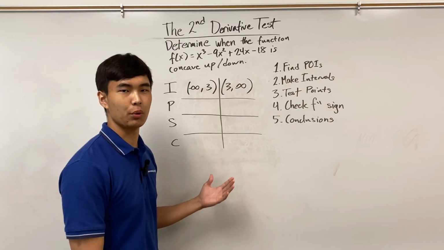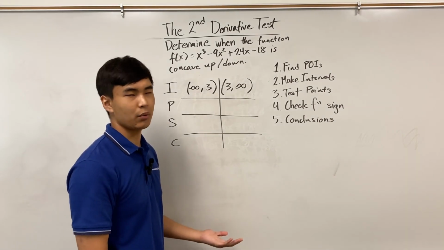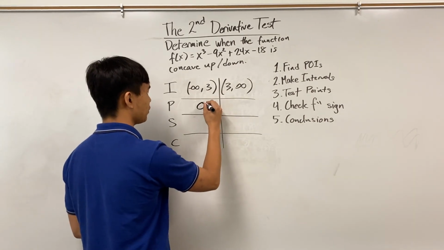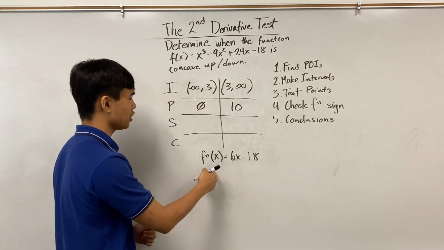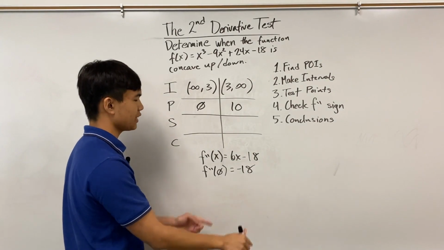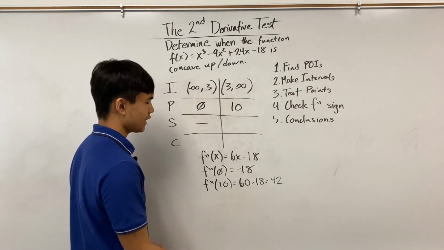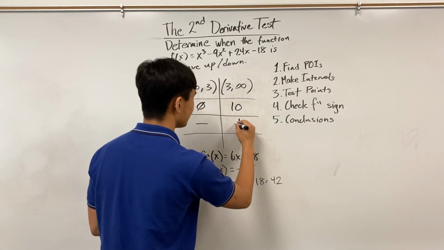Here we turn to a sign chart, which is really helpful in organizing information when doing these kinds of tests. It doesn't matter what you pick, so long as your values are in each of their intervals. Here I'm going to pick x equals 0, and here I'm going to pick x equals 10. Now we're going to check the sign of f double prime when x equals 0 and when x equals 10. We see that f double prime of 0 is negative 18, which is negative, so we indicate that in our chart. And we see that f double prime of 10 is positive 42, which is positive, so we indicate that in our chart.